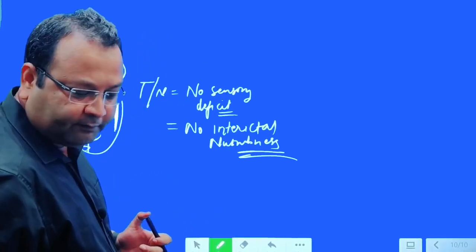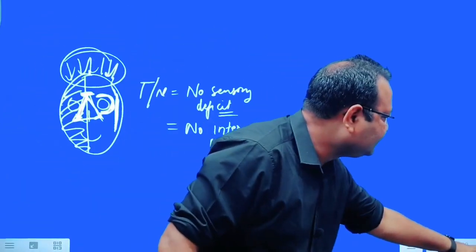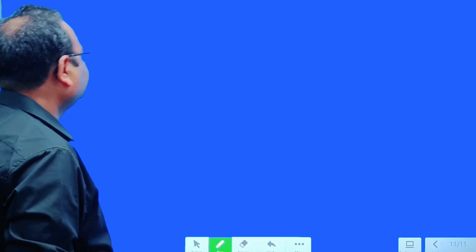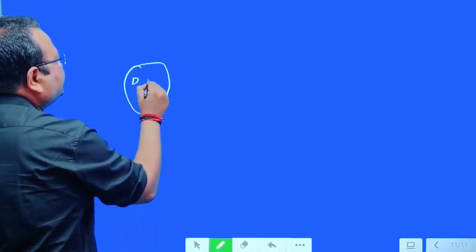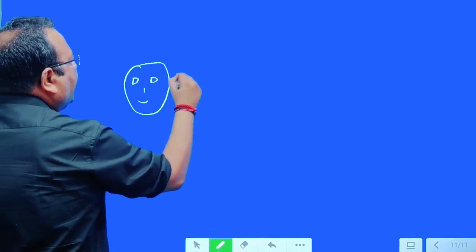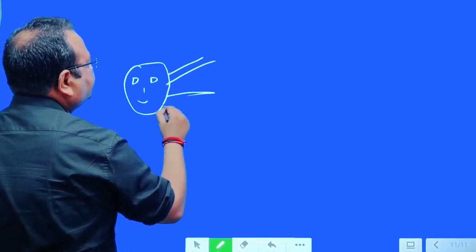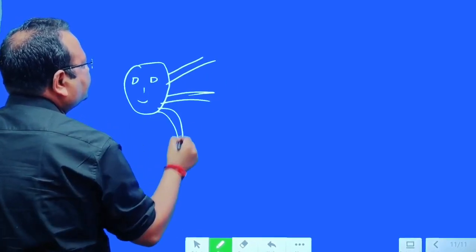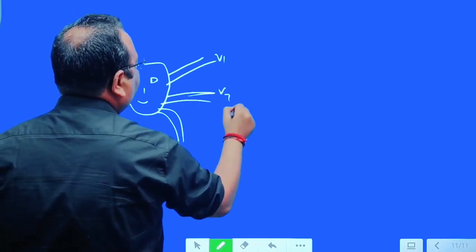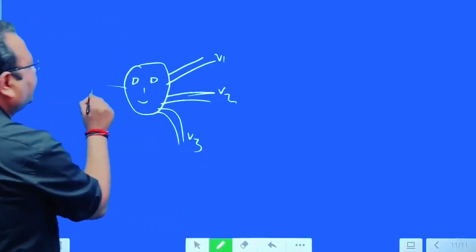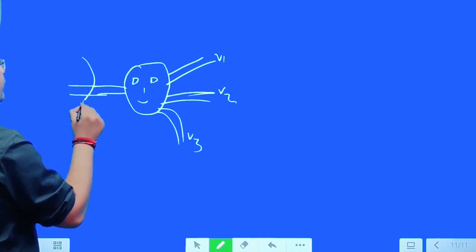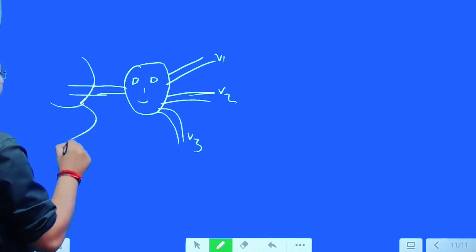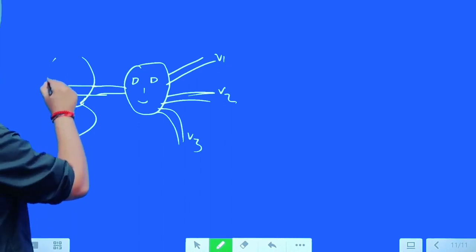Now coming to the pathophysiology, how does this neuralgia occur? Suppose this is your trigeminal ganglion, and it is giving your three branches. This is V1, V2, V3, and it is centrally connected to the pons. This is the pontomedullary junction, spinal cord.